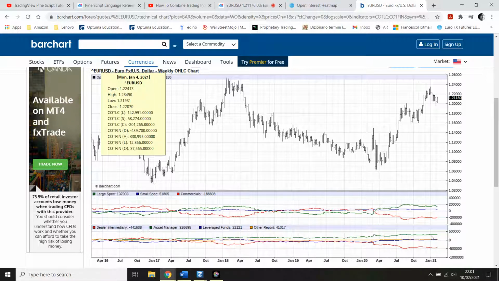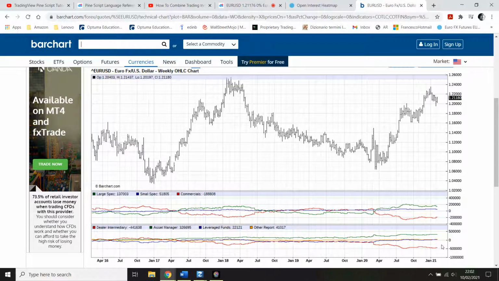If you look at the figures there and scan through from the last one, the asset managers are 326,695, and then before that it was 333, 331, 327, 330. So pretty stable, if not flat.